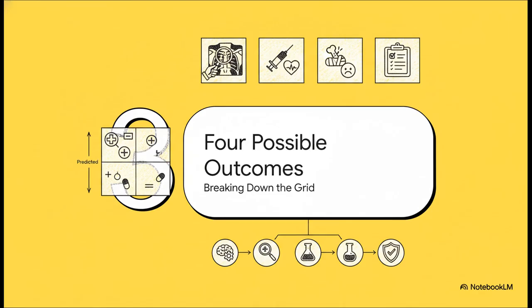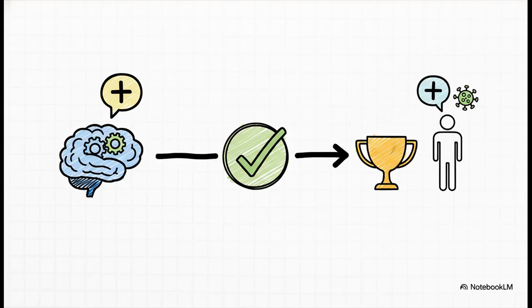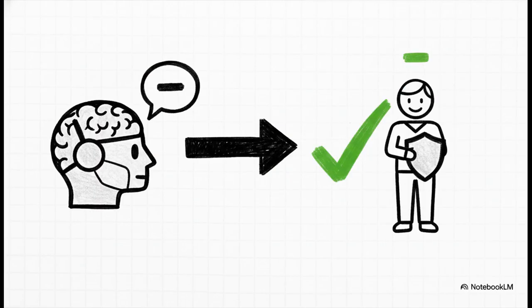We'll stick with our medical example to make it super clear. First up, we've got the true positive. This is the big win. It's when the model says this person has the disease and it's right. The patient was actually sick. A perfect match. We want a lot of these. Then you've got the true negative. This is the other kind of win. The model says this person is healthy.